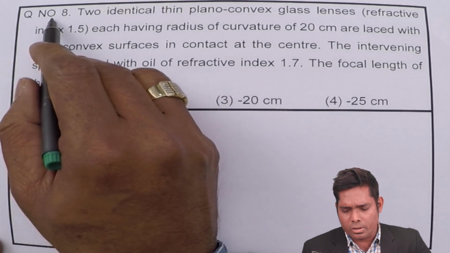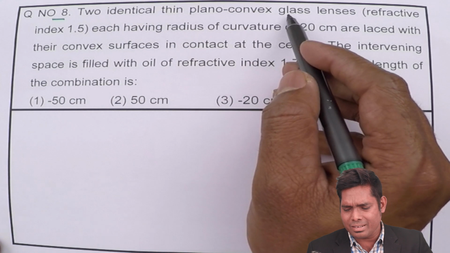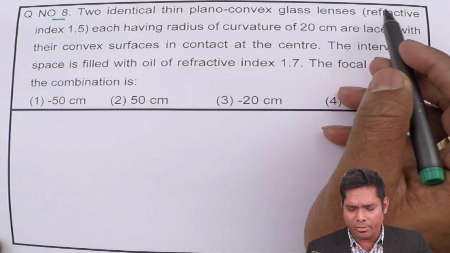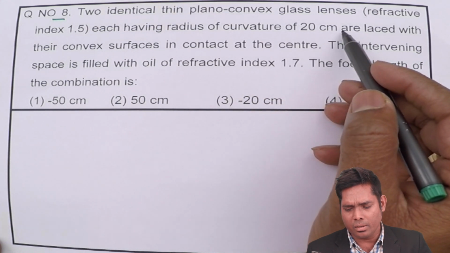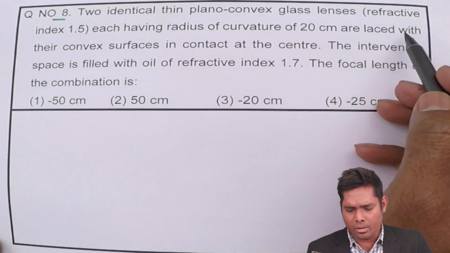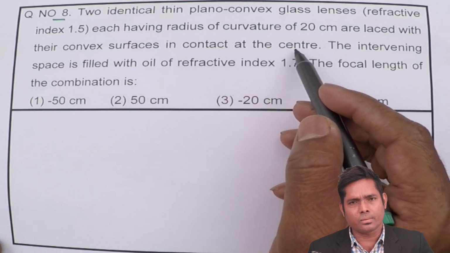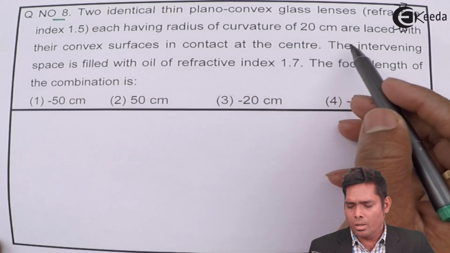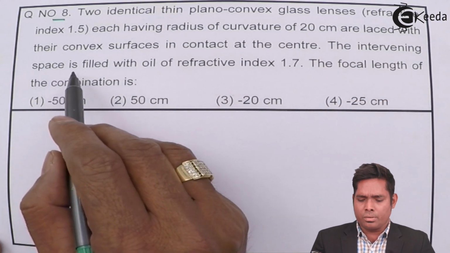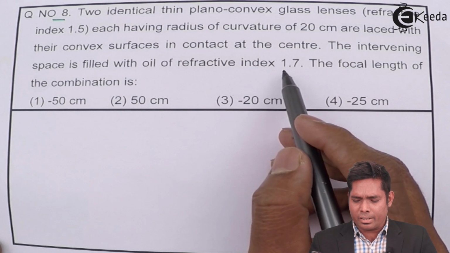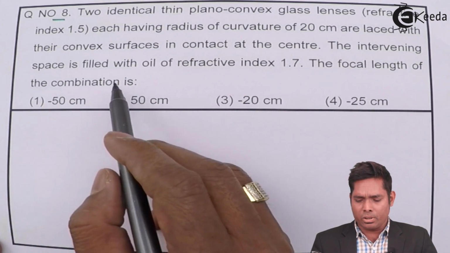Students, solve the next question, number 8 of NEET Physics paper 2015. Two identical thin plano-convex glass lenses, refractive index 1.5, each having radius of curvature 20 cm, are located with their convex surfaces in contact at the center. The intervening space is filled with oil of refractive index 1.7. The focal length of the combination is.